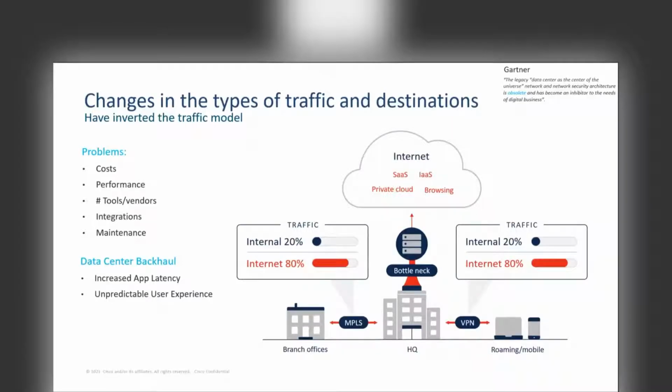Cloud is driving the major shift of the network architecture. Over the last 5 years, there has been a drastic increase in internet traffic. Organizations have continued to adopt cloud applications and running more of their workloads from the cloud. Now, the percentage of internet traffic is typically higher than the internal traffic.